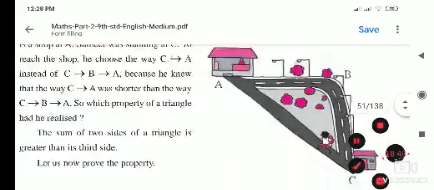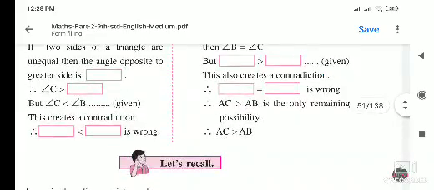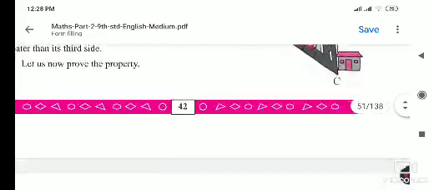Okay, so today we will stop here. There are also activity based questions, so we will complete them tomorrow.